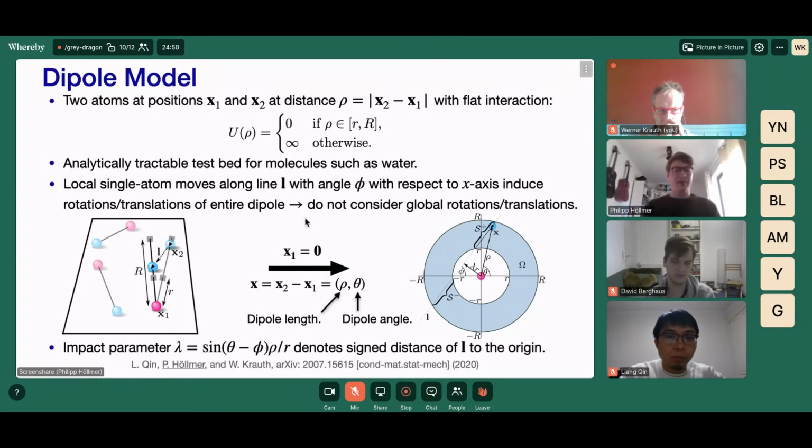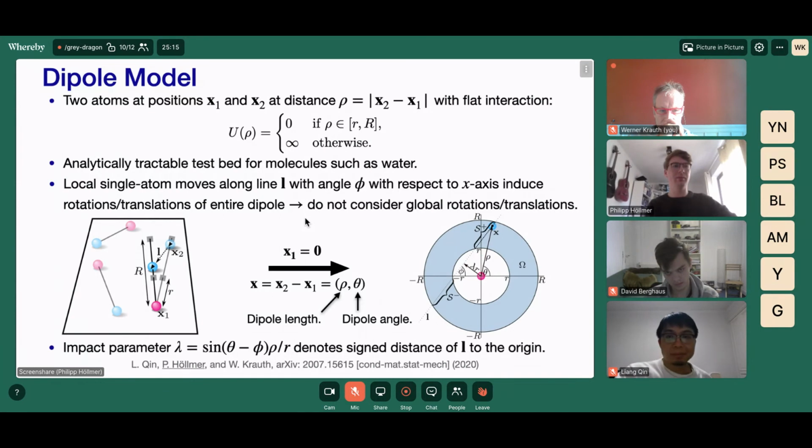In the following, we will notice that the so-called impact parameter lambda will become important. This is shown in this sketch here. So what is this impact parameter? The impact parameter basically depends on the direction of the local move. So it gives the signed distance in units of r of the line L to the origin.